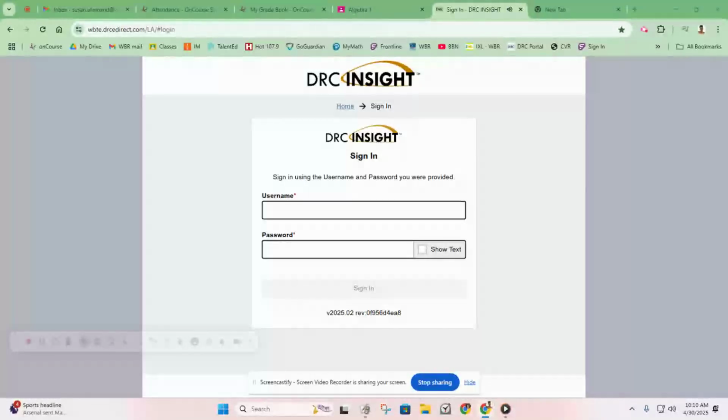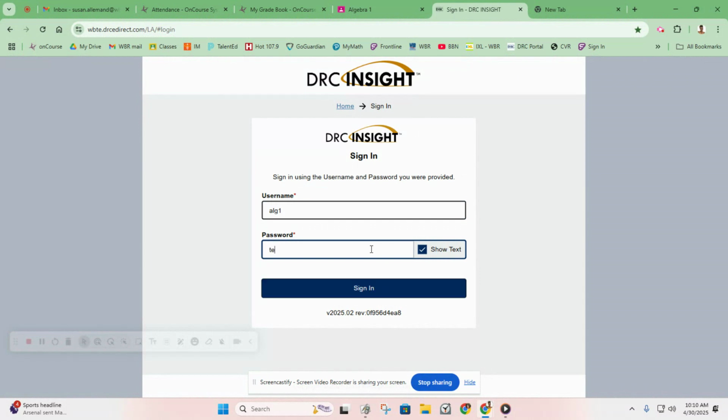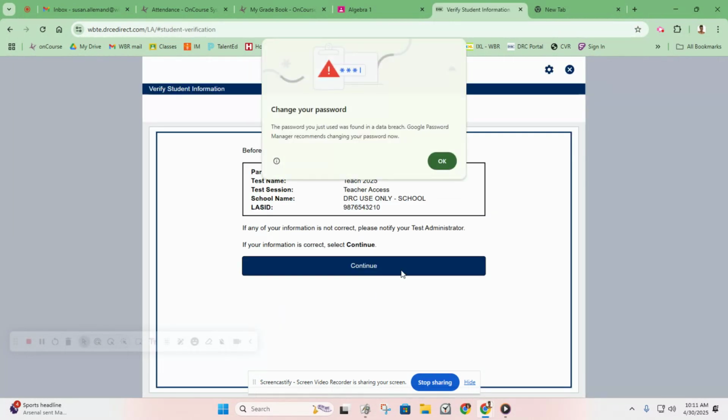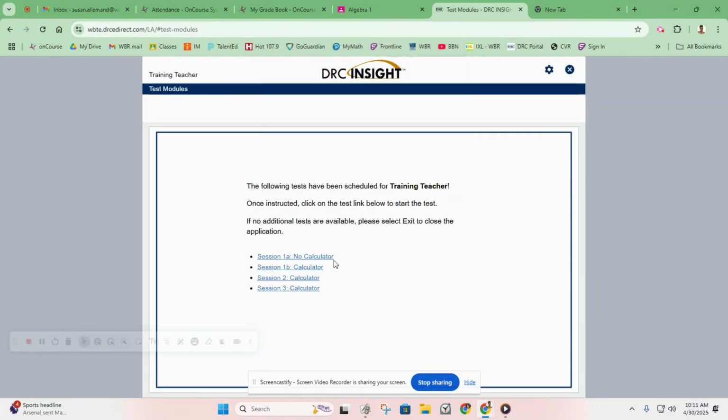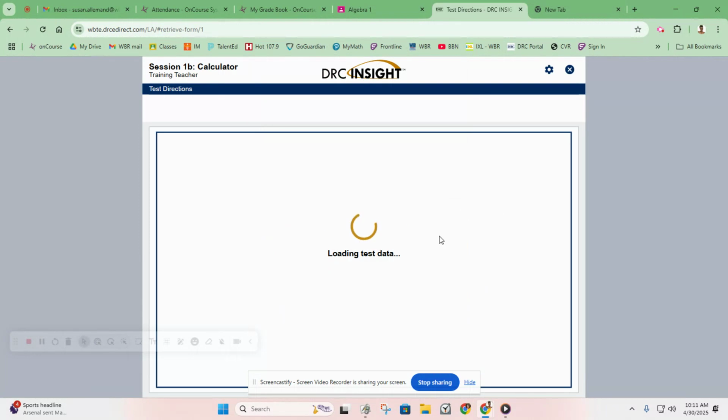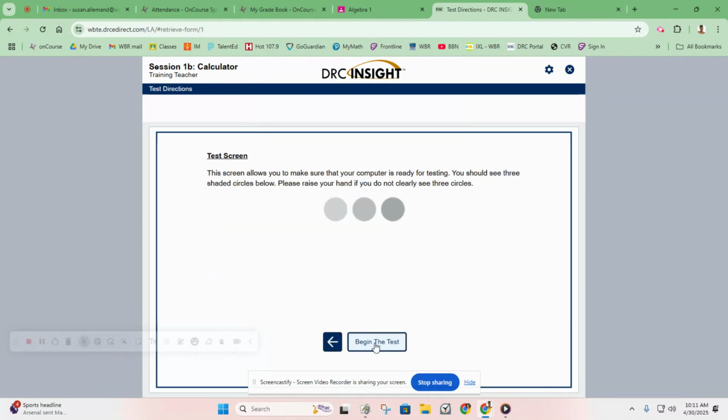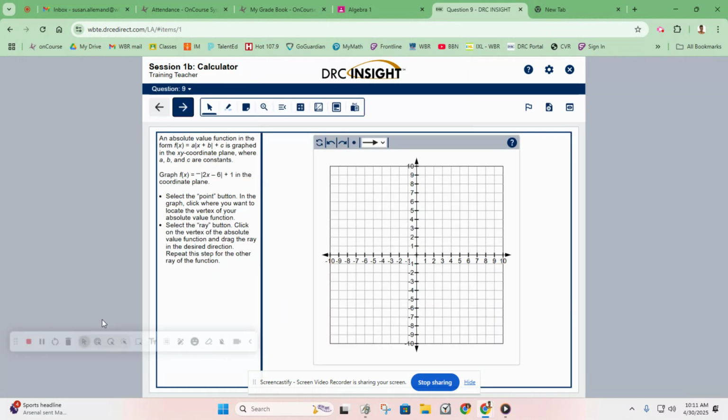Okay, so this is session 1B. The username is ALG1. The password is Teach2025. So this session, we do have a calculator for session 1B, which is great. We're going to click on 1B, click through all these other things here to begin the test.